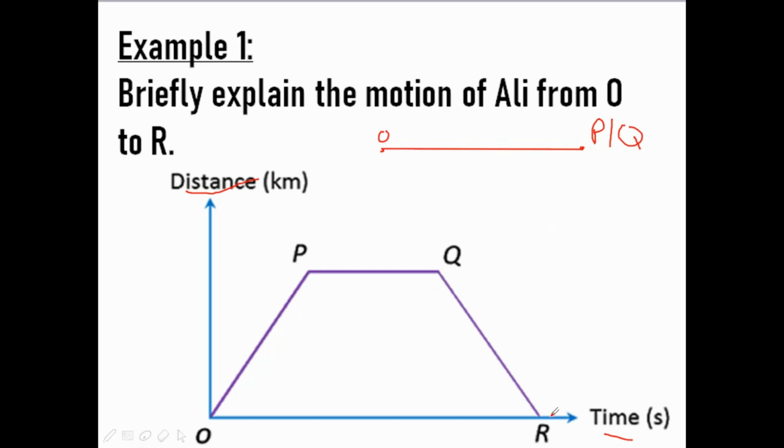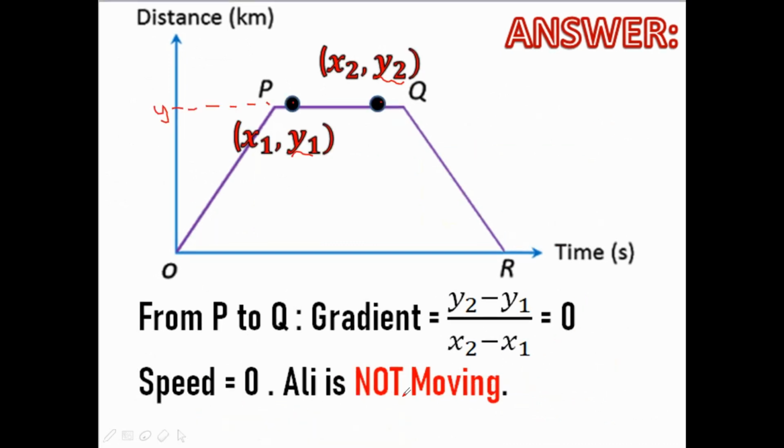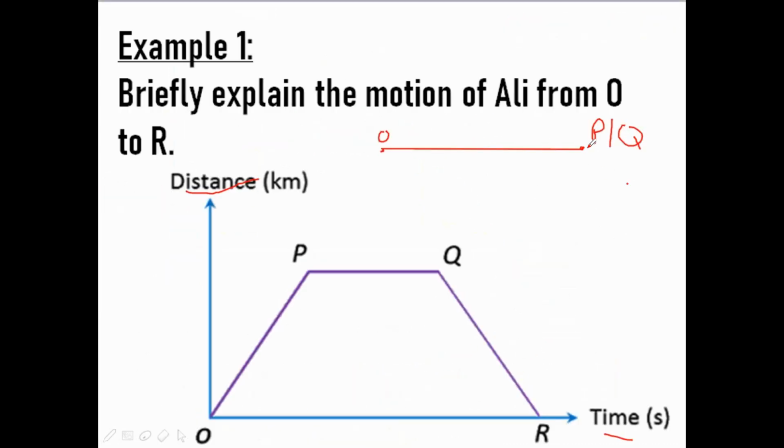After that, from Q to R, we found that the gradient is negative. Therefore, Ali is moving with a constant speed but in the opposite direction. So this means that Ali walks back to the original position. He walks back to O, to the origin. So from Q, he walks until R, which is also the origin O.